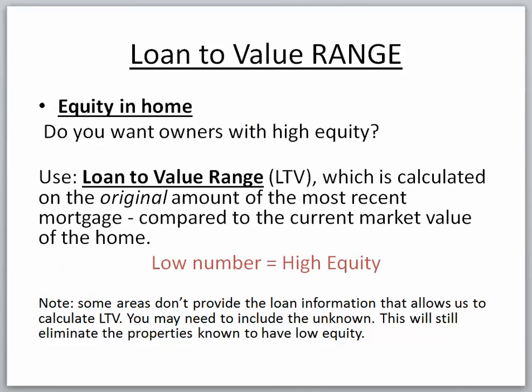The next step is going to be equity. Do you want homeowners that have high equity, or does it matter? If it doesn't matter, you can just leave this out. But if you do want high equity owners, we use the loan to value range. And loan to value, or LTV, is calculated based on the original amount of their most recent mortgages and compares that to the current home market value of the home. And a low number equals high equity.